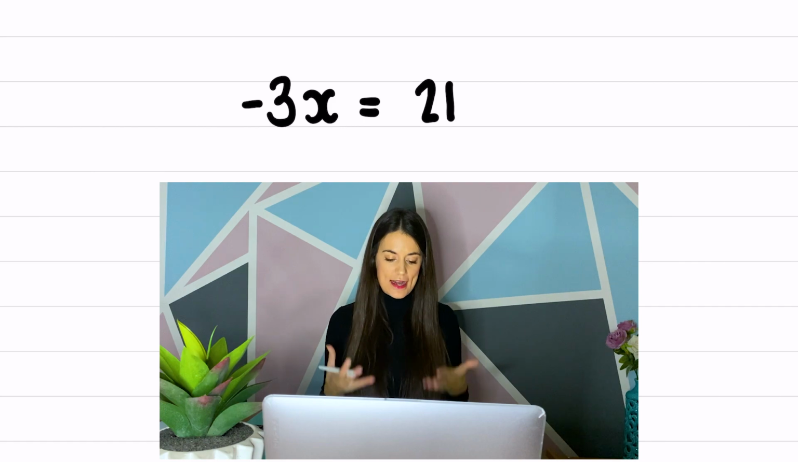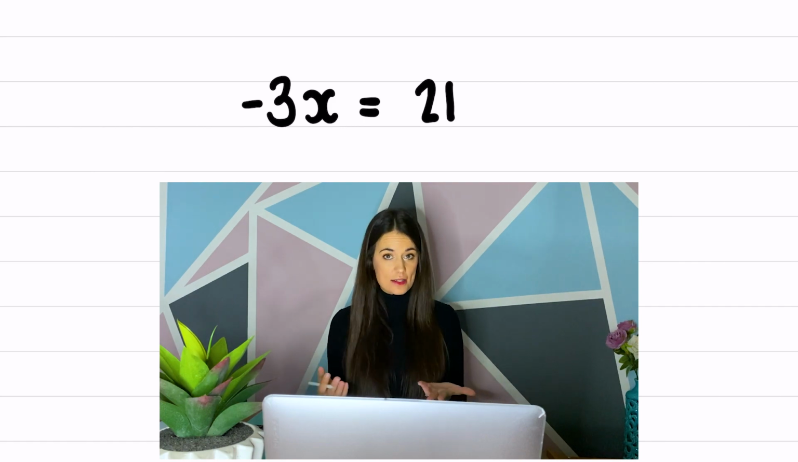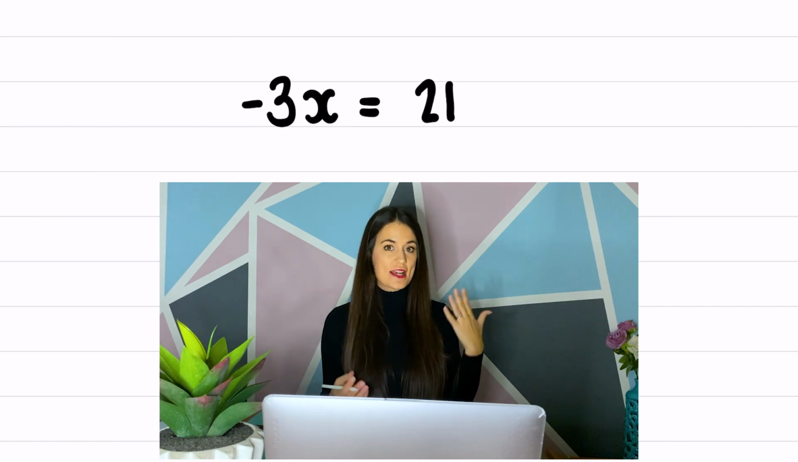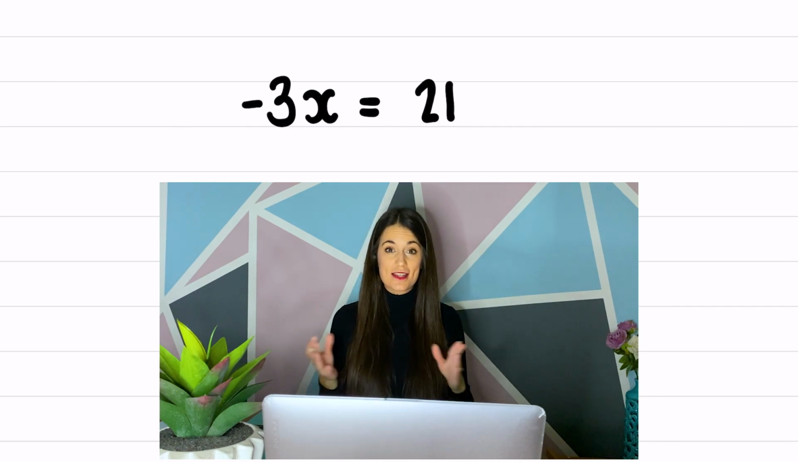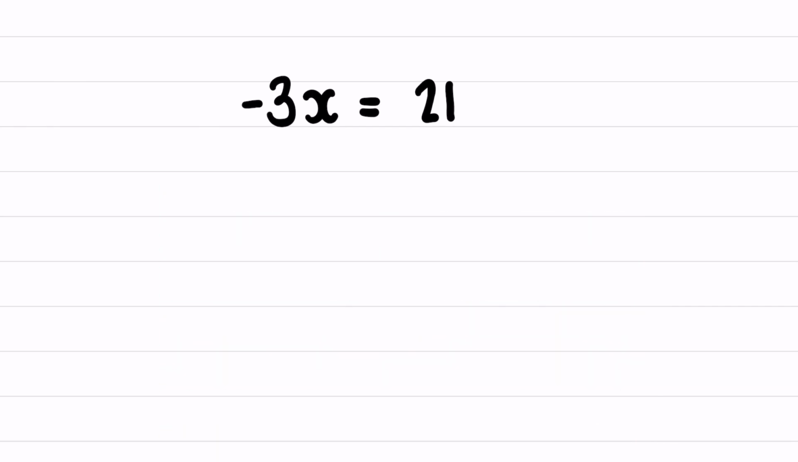But what's stopping that x from being alone? The negative 3 is stopping the x from being alone. What's happening between that negative 3 and that x is actually multiplication. In order to get rid of the negative 3 being multiplied with the x, I'm going to do the opposite of multiplication, which is division.